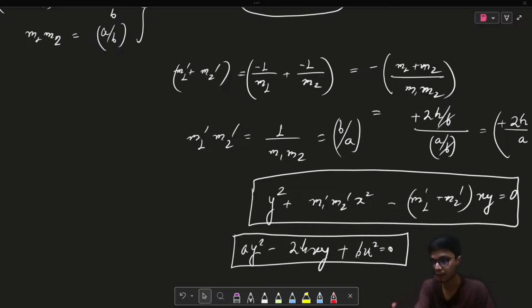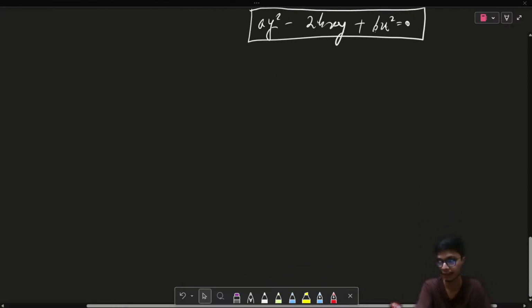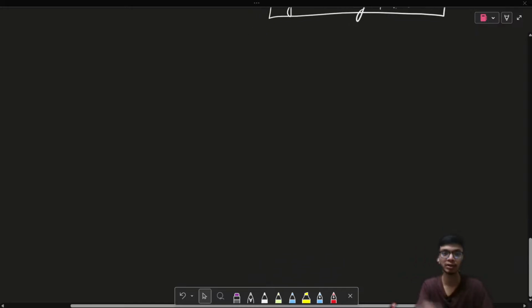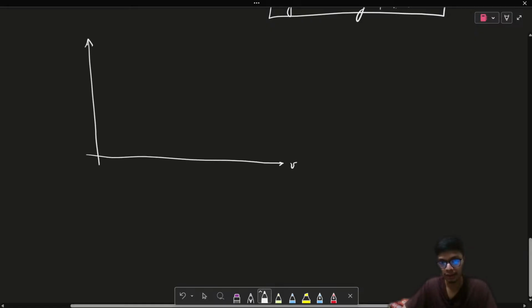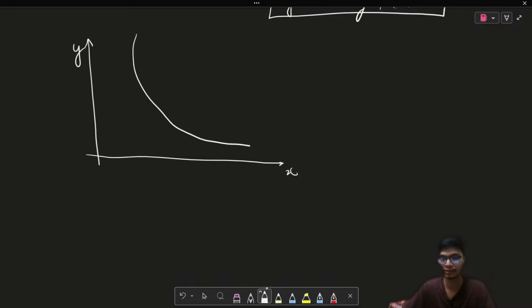Okay, so let us now move forward to understand another general concept, that is basically the combined equation of pair of straight lines joining the origin and the point of intersection of a curve and a line. This particular concept is also known as homogenization. So what is this concept? Let us say this is my coordinate axis, x axis and y axis, and let us say I have any general curve like this, right?